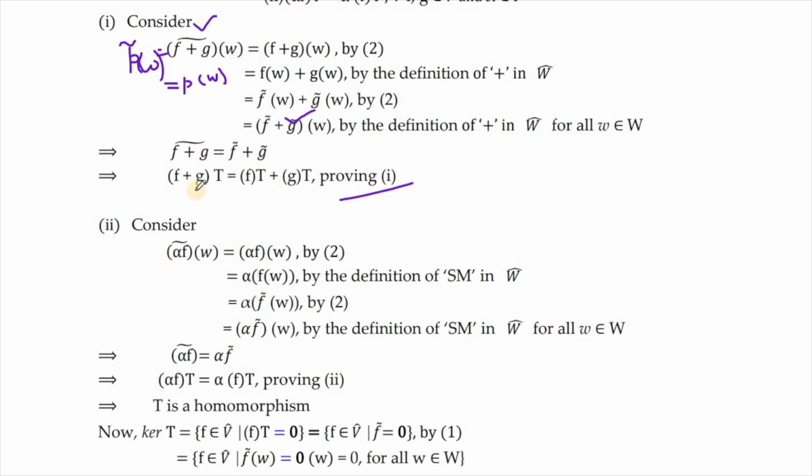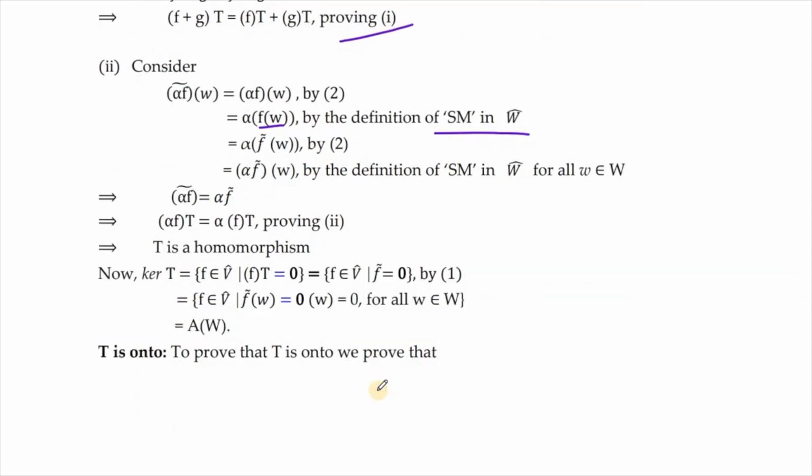And for the second one, we shall consider alpha F tilde of w, which is alpha F of w by equation 2. And by the definition of scalar multiplication in W cap, you have this. And by equation 2, F of w is same as F tilde of w. And so you have alpha F tilde equal to alpha F tilde. And that in turn gives this. This proves the second part. Because of these two conditions, your T is a homomorphism.